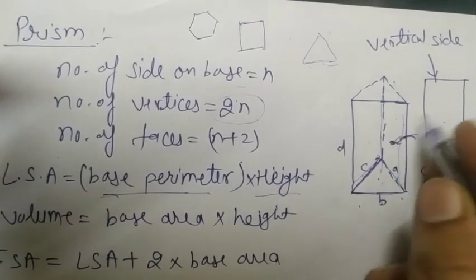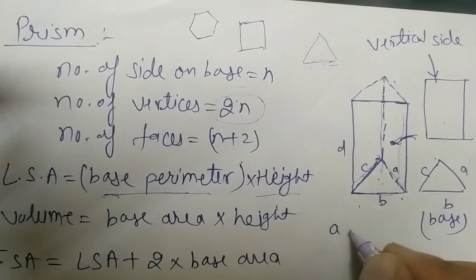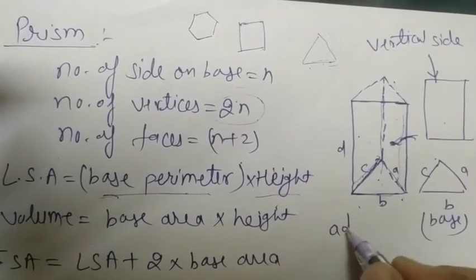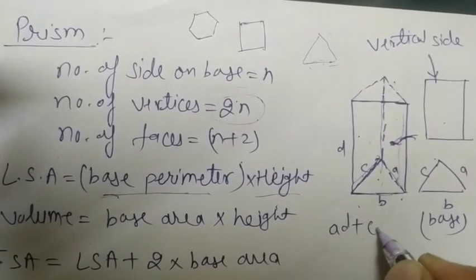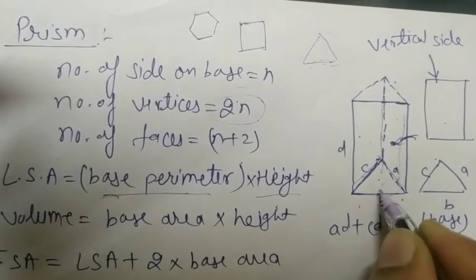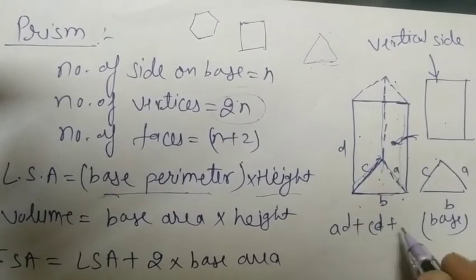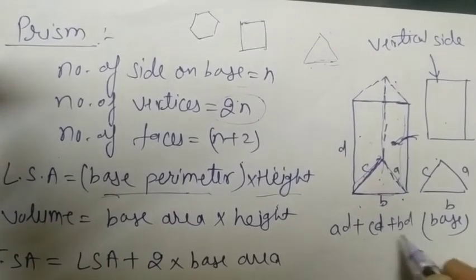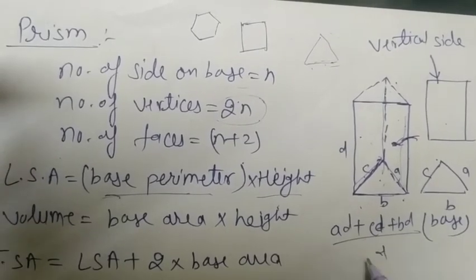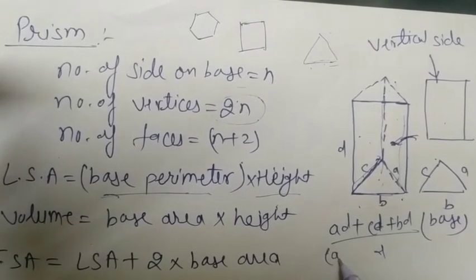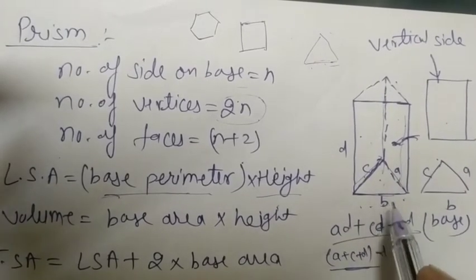Look at this question. This portion, the area will be A into D. This portion, the area will be C into D, and the front will be B into D. Taking D common, I will have A plus C plus B, that is definitely the perimeter of the base. Okay.